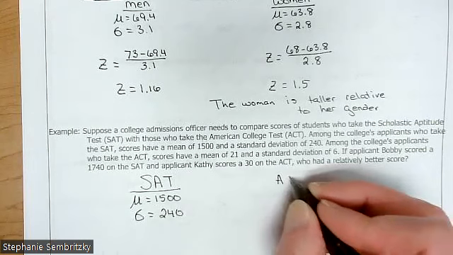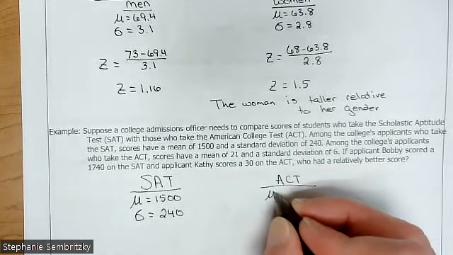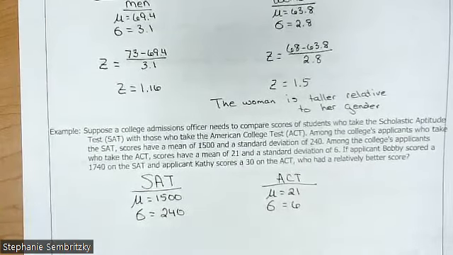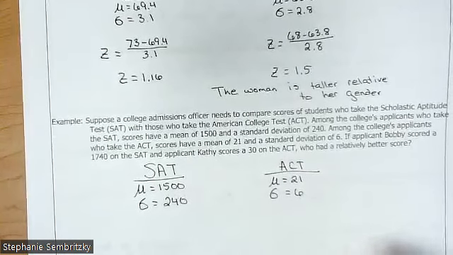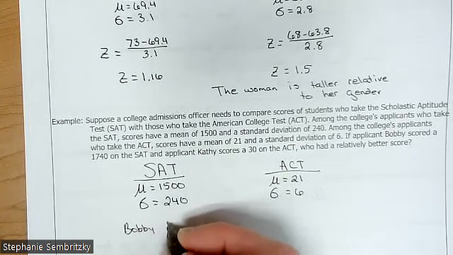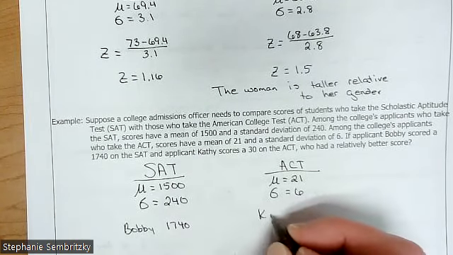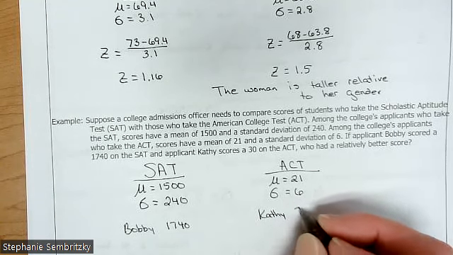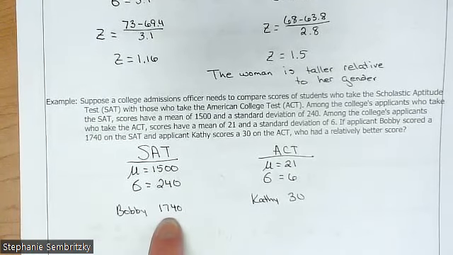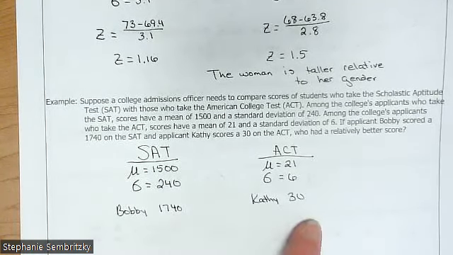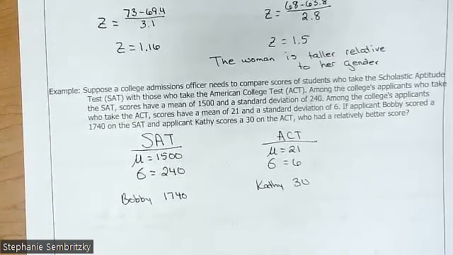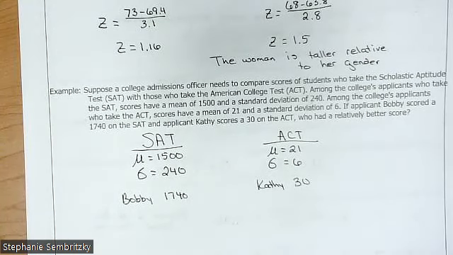For the ACT, the mean score is 21 and the standard deviation is 6. Totally different scale. So if Bobby scored a 1740 and Kathy scored a 30 on the ACT, who actually did better? Well, if you just look at them as blanket scores, you'd say, well, wow, that's a lot bigger than 30, but is it really better? We need to look at the z-scores. That's how we can compare them, putting them on the same scale.